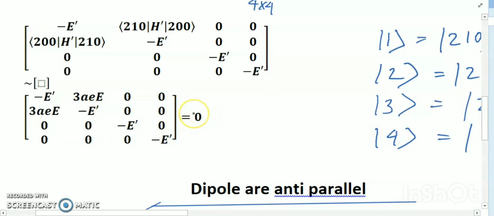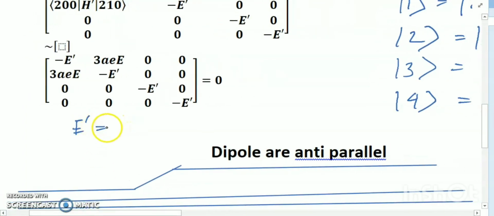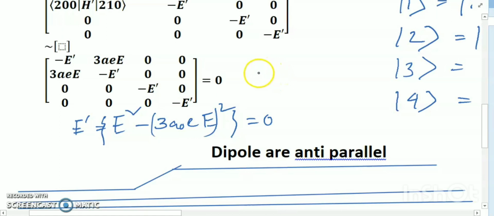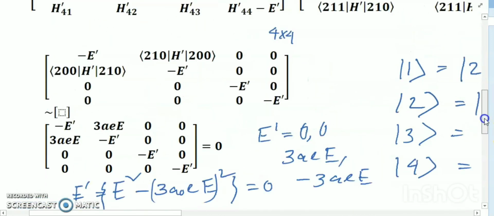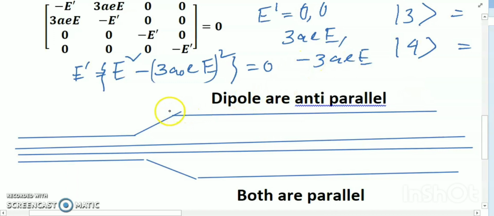Sorry, this value is 0, and we get the determinant, determinant of E dash minus capital E whole square. E dash is equal to E dash E square into 3a0 E, capital E whole square, equals 0. So I get E dash value equals to 0, 0, 3aE and minus 3aE. So friends, we get E dash values.